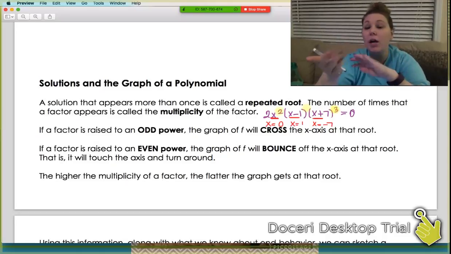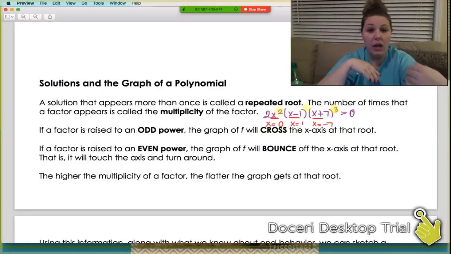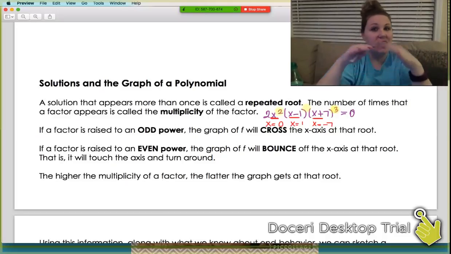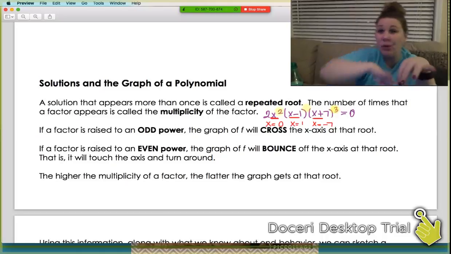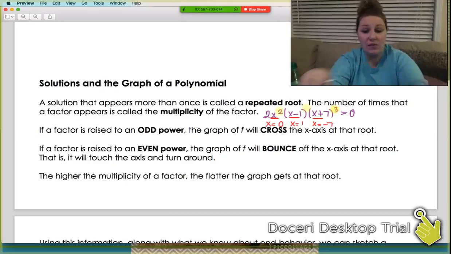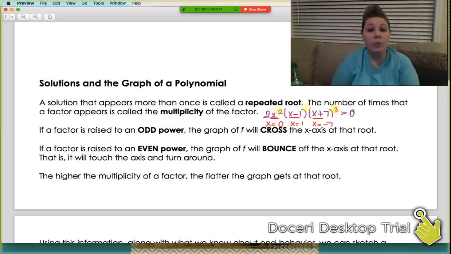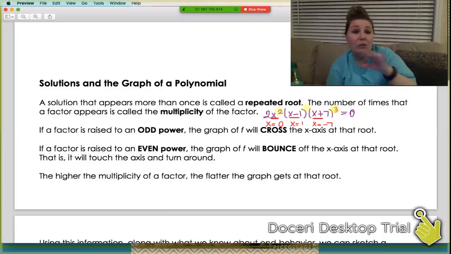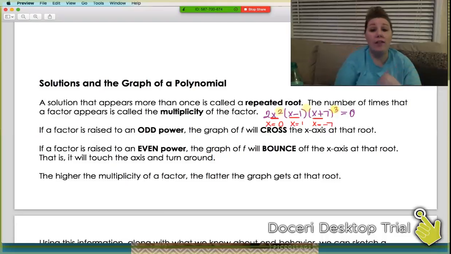If you remember before winter break, we graphed polynomials, and you just had to plug in all the points to a table and kind of estimate what it was going to do. Well, if we can get it in its factored form, then that multiplicity tells us what the graph is going to do at each of those points.